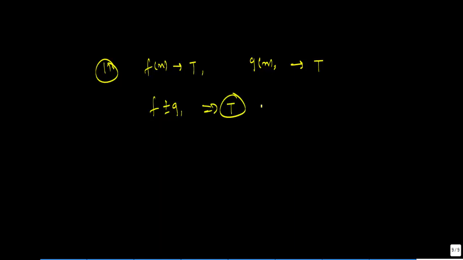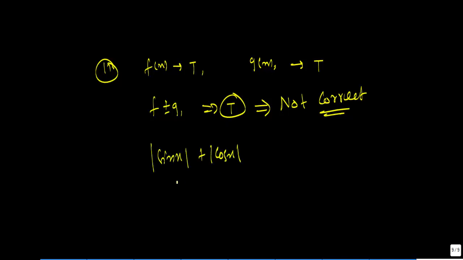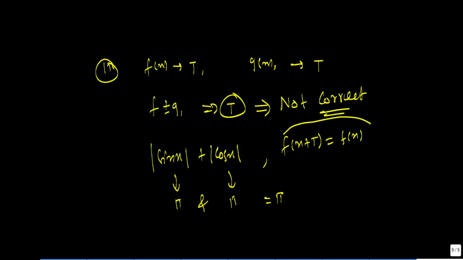Like if we have a function f whose period is t and there is a function g whose period is also t. If you say f plus or minus g has period t, that's not exactly correct. Why? Because it could be possible that this is not the fundamental period. How? Just take an example. If I say mod of sin x plus mod of cos x, we know individual mod sine period is pi, individual mod cos period is pi. So the LCM of pi and pi should be pi. But wait, according to the f of x plus t definition, according to this definition, this is the main.